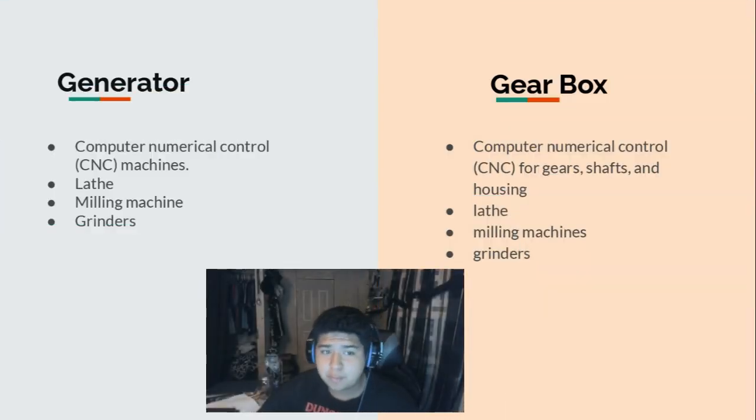So now let's talk about the product analysis for the generator and the gearbox. The product analysis for the generator is you need a computer numerical controlled machine, a CNC machine, to cut out the parts, as well as a lathe, a milling machine, and a grinder to make sure all the parts are to their specifications.